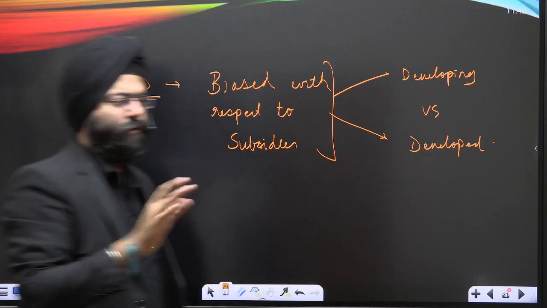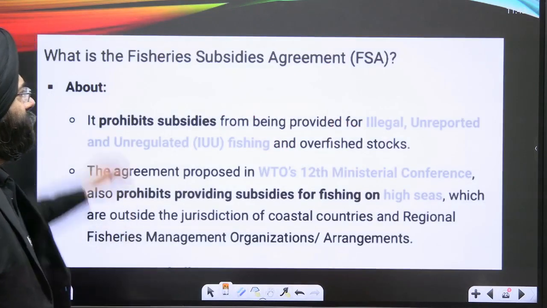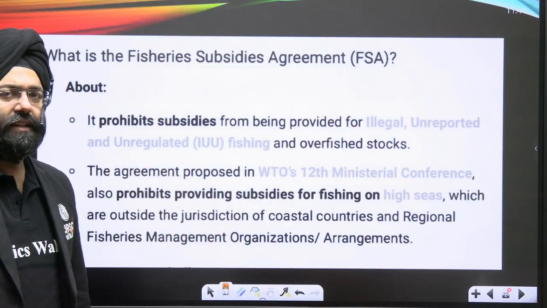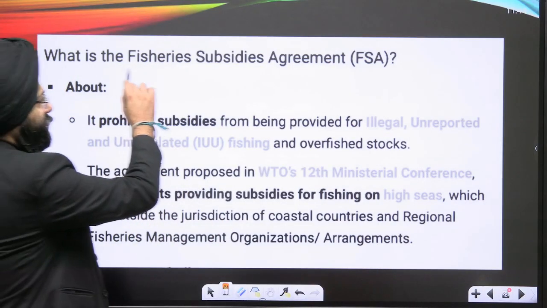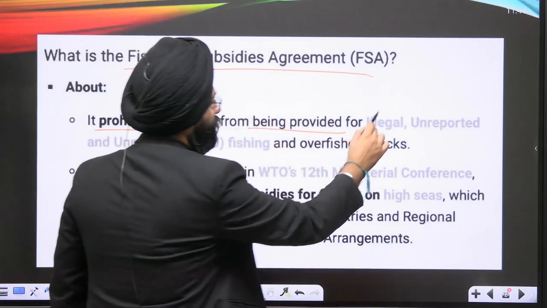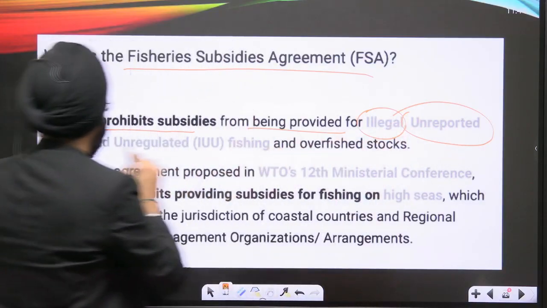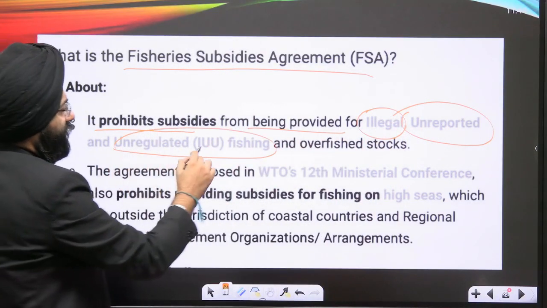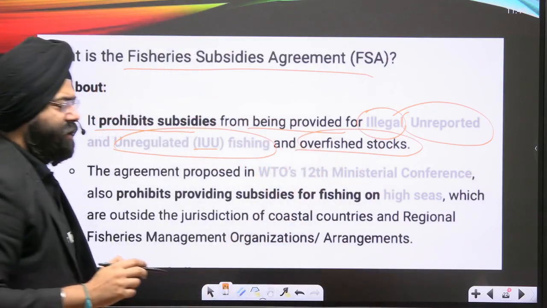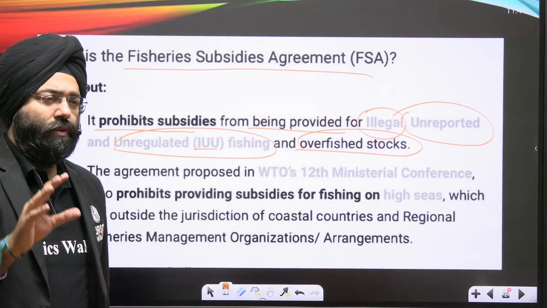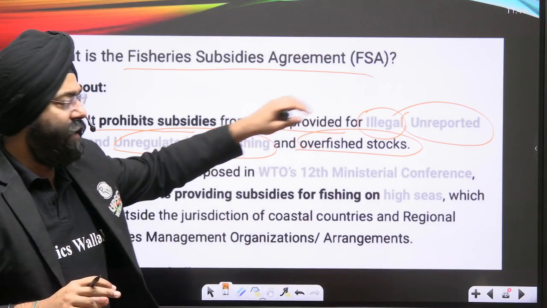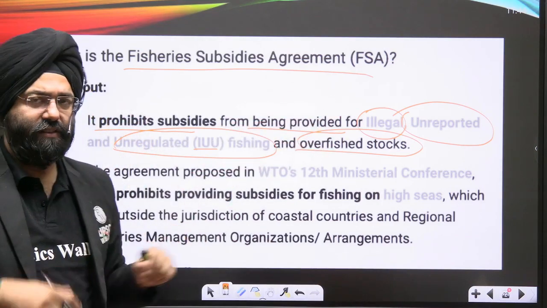Now see, first of all, before we go ahead, let us see certain bit of fisheries subsidies agreement. See, the countries have signed this agreement. So what happens is the fisheries subsidies agreement basically prohibits subsidies from being provided for illegal, unreported, and unregulated fishing. That is IUU, illegal, unreported, and unregulated fishing, and overfish stock. So that means WTO tends to regulate that you should not be doing illegal fishing, unreported fishing, and unregulated fishing. That means unregulated, that means no regulation is there.